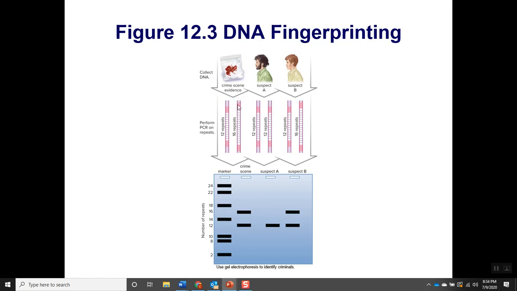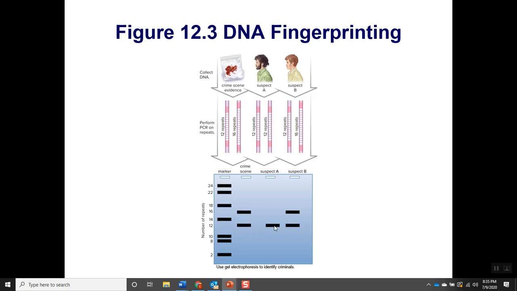Our crime scene evidence shows 2 alleles. Remember, for every gene, you have 2 alleles. We have 12 repeats and 16 repeats. All right, so that is then demonstrated here. The 16 repeat would be here and the 12 repeat would be there, which makes sense, right? Because the one that's smaller, the 12 repeat, moved faster and thus got further along the gel.